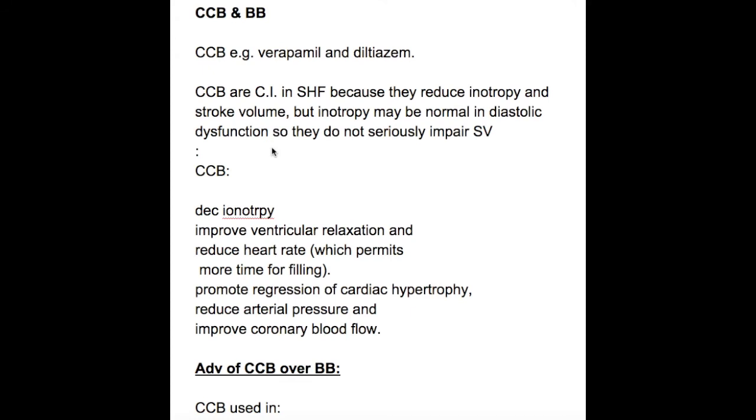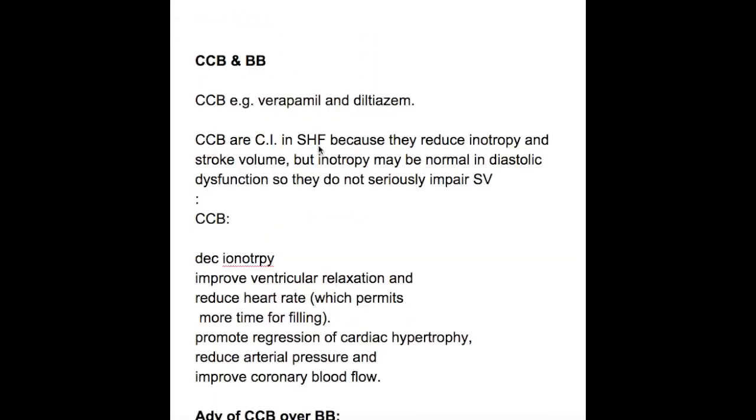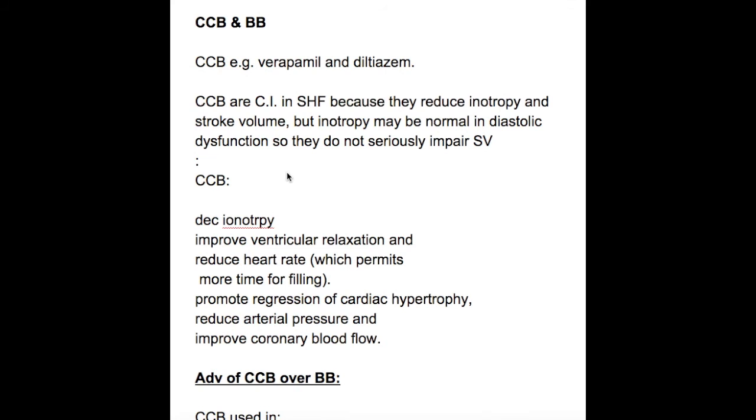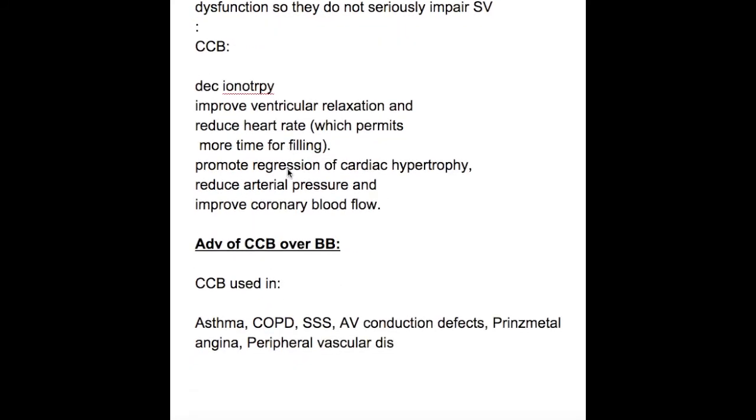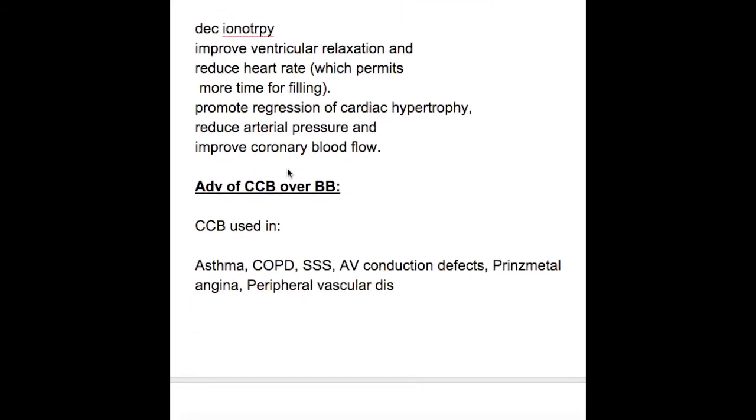Why? Because the calcium channel blockers decrease the inotropy, the force, and in systolic heart failure the heart is already dilated and there is very little power in the muscles. The inotropy or the force may be normal in diastolic dysfunction, so they do not seriously impair the stroke volume. That is why the calcium channel blockers are used in diastolic heart failure and not in systolic heart failure.